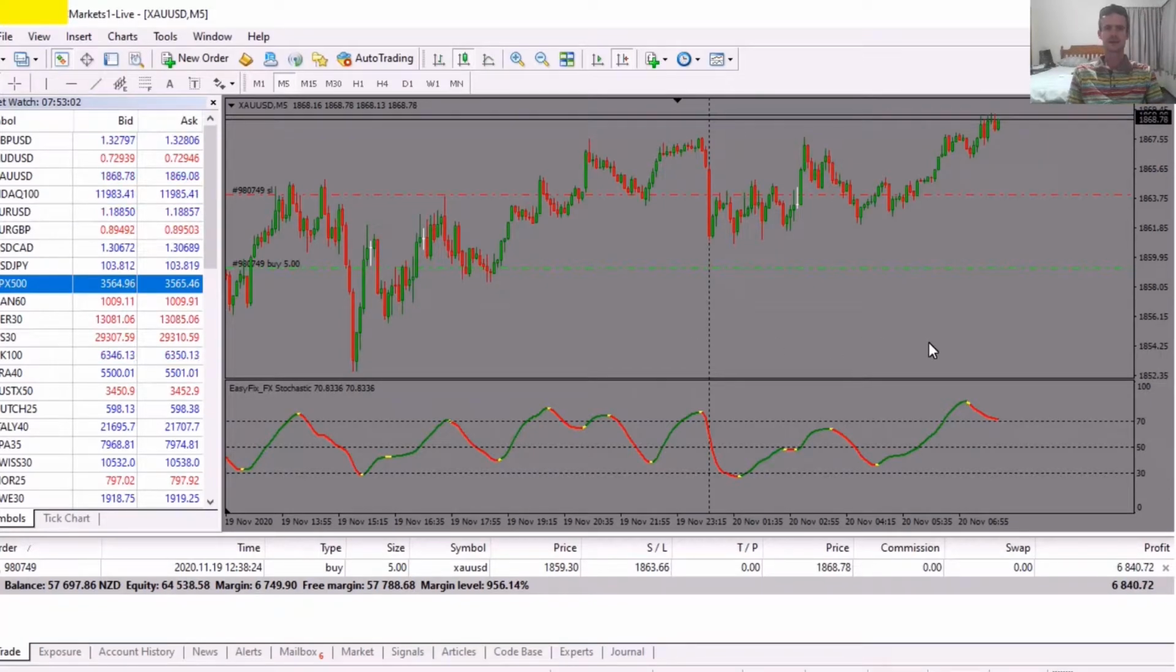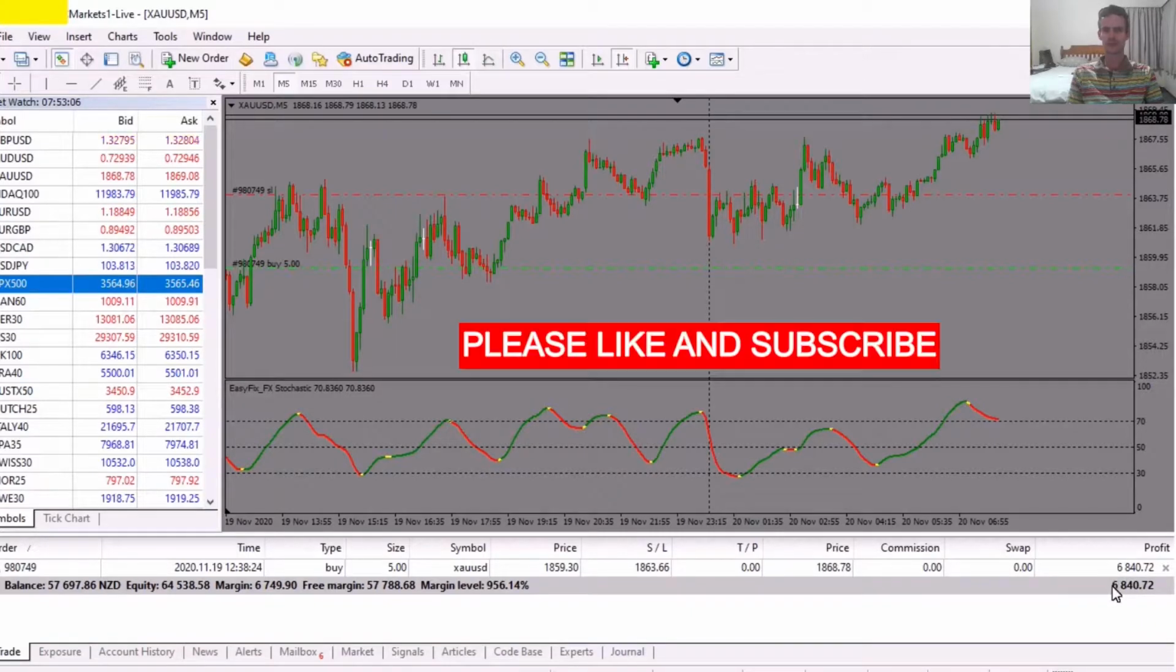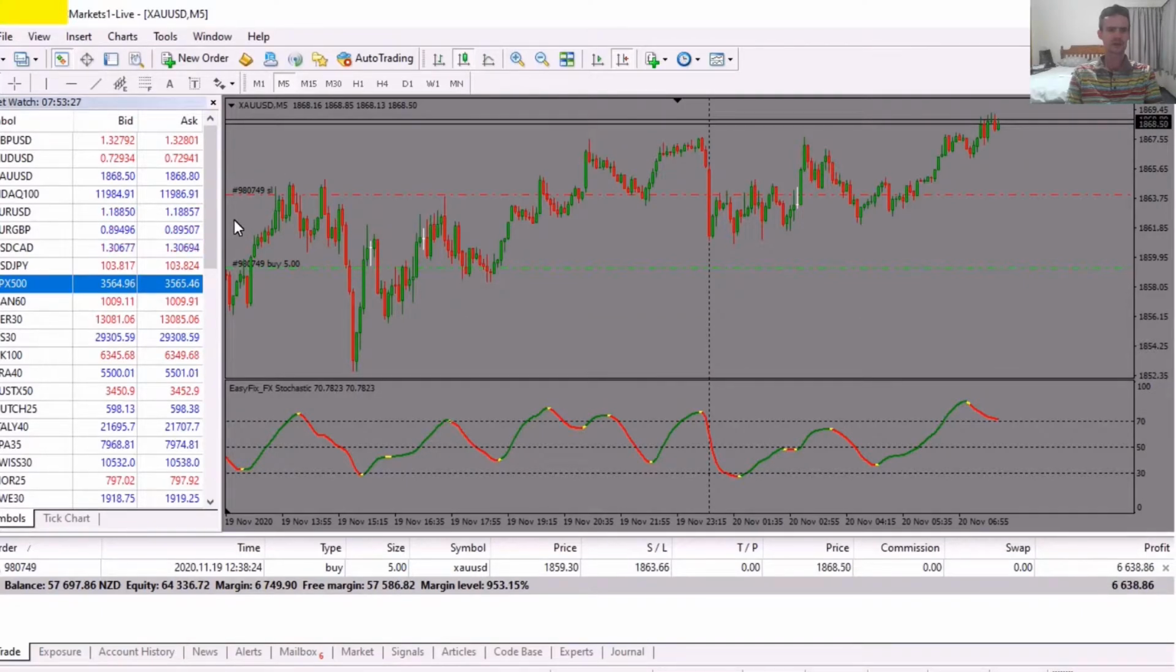Hi there guys, it's Easy Fix FX back at you again, currently in a live trade, nearly at $7,000 profits. My equity is now sitting at nearly 65,000 from the last time I showed you. It's a buy on gold at 5 lots. I'm not stressed at all. My stop loss is currently above entry, well into profits. As you can see guys, live account as always.